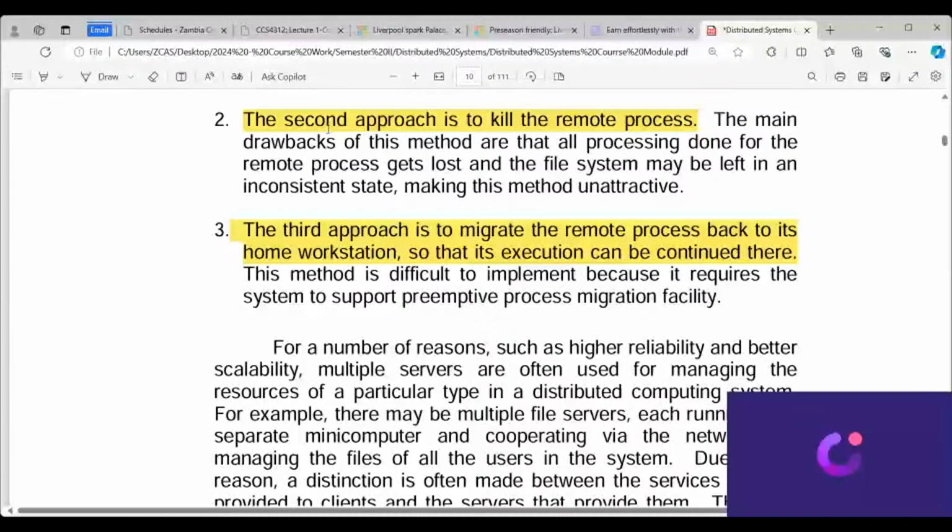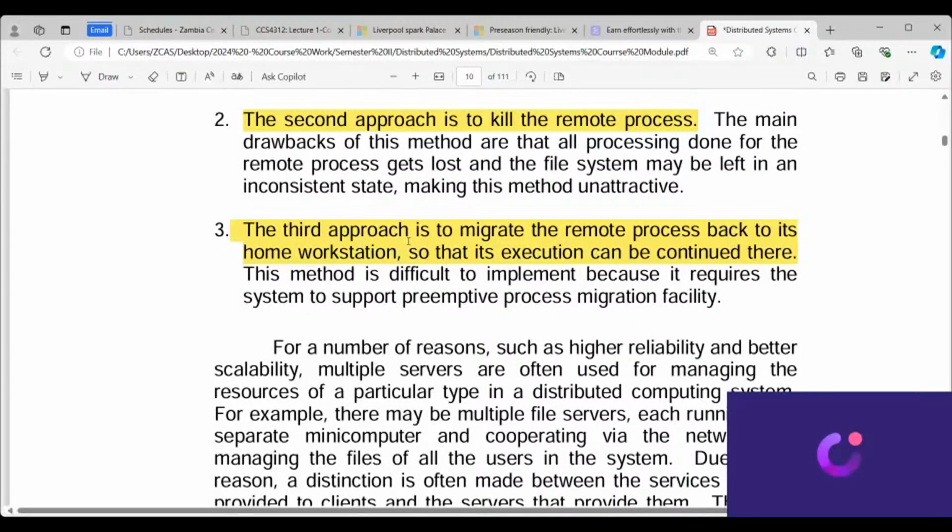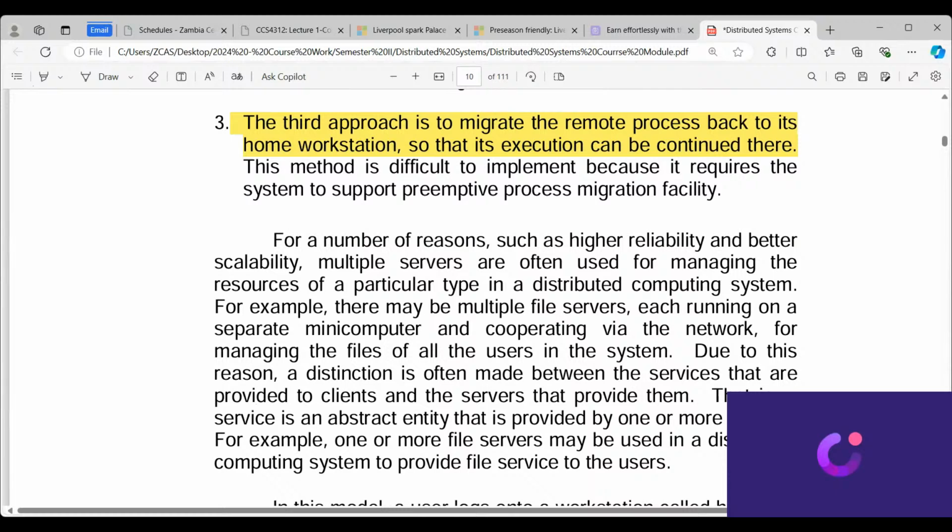It is also difficult to implement because it requires the system to support preemptive process migration facilities. Okay, so it's not that easy. So you may think of implementing the workstation model in a distributed system, but it comes with its own drawbacks.